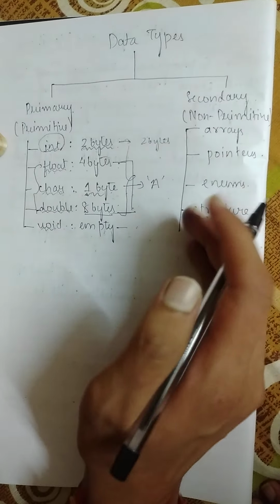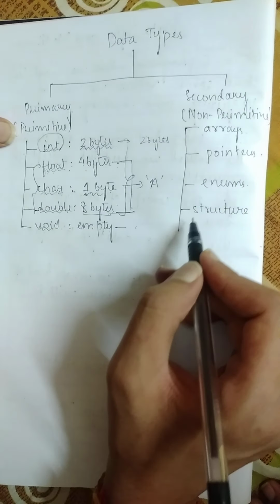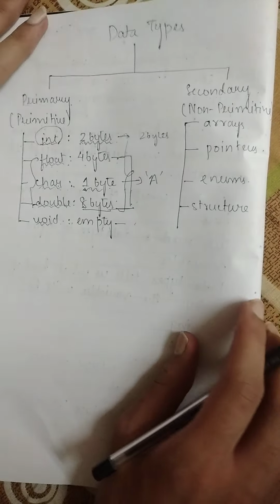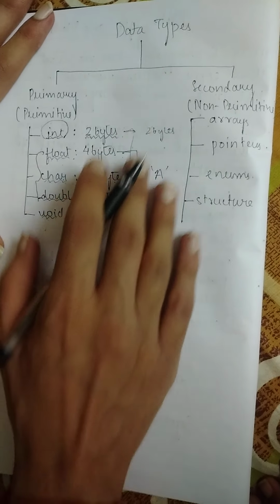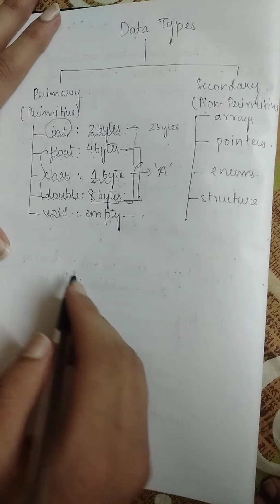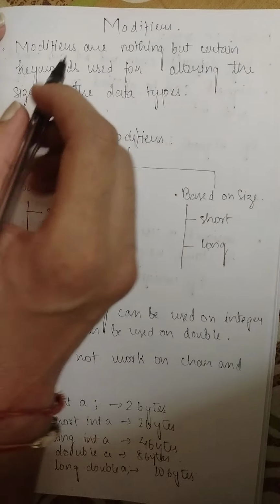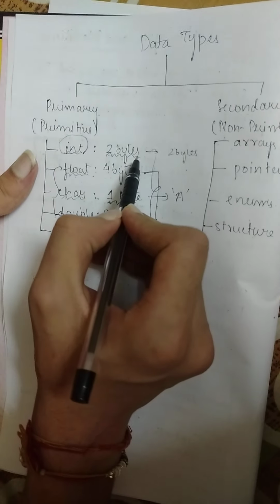And coming to the secondary data types, these are the parts which we'll be dealing with in the later part of the lectures. After this, you can see that data types have a predefined size, everything is predefined, but there comes the concept of modifiers. I'll tell you about modifiers. As I told you, these data types are fixed, they have their respective sizes, but there comes a concept of modifiers.